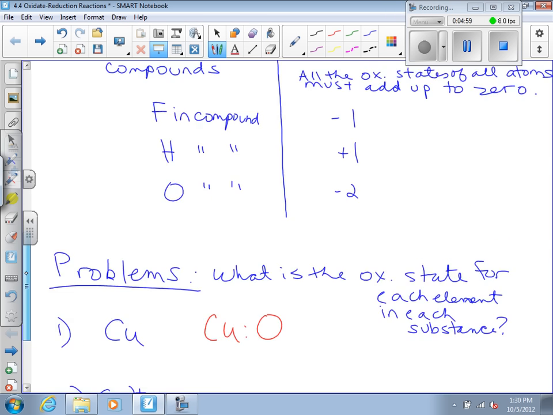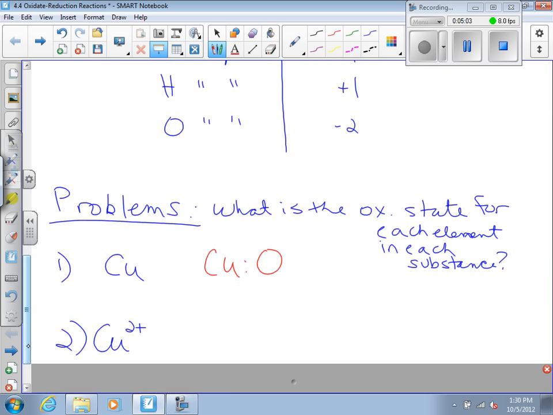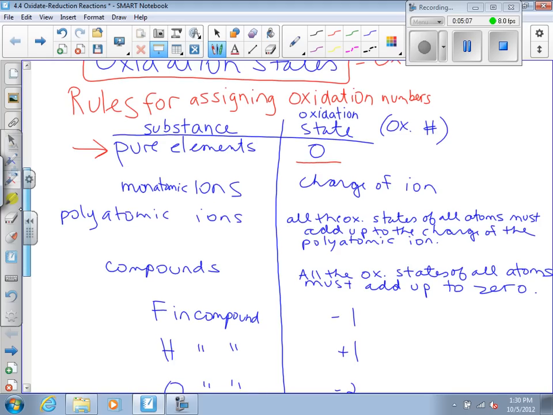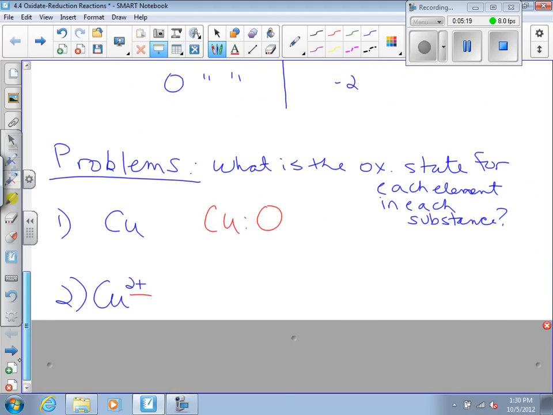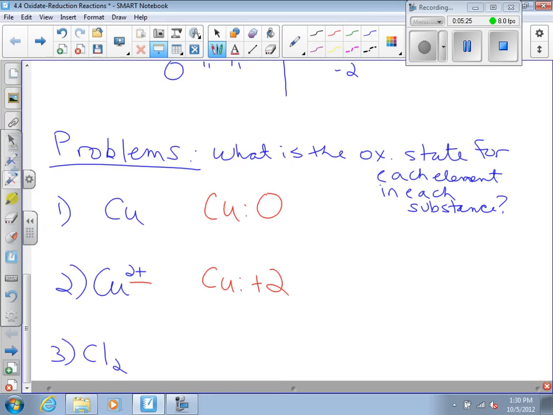Copper 2+. Let's find a rule. Hopefully you're recognizing that copper 2 plus is an ion because we have the plus 2 in there. And is it a monatomic or a polyatomic ion? Does it have one atom or more than one? It has only one atom, so that would be a monatomic ion. So the oxidation state is the charge of the ion. Cu in copper 2 plus has an oxidation state of plus 2.